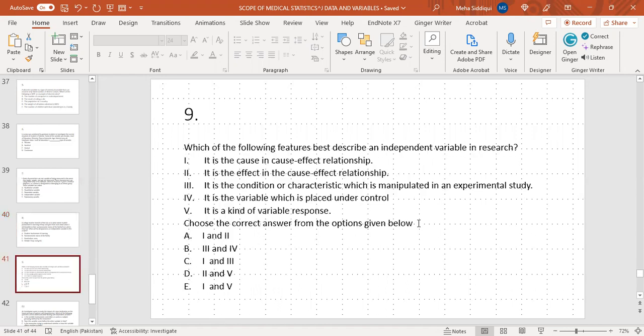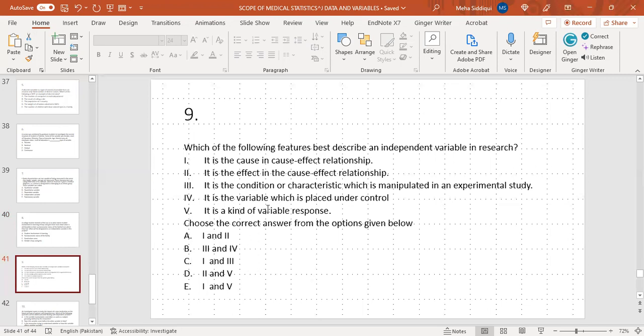MCQ number 9. Which of the following features best describe an independent variable in research? One, it is the cause in a cause effect relationship. Two, it is the effect in a cause effect relationship. Three, it is the condition or characteristic which is manipulated in an experimental study. Four, it is the variable which is placed under control. Five, it is a kind of variable response. Now choose the correct answer from the options given below. 1 and 2, 3 and 4, 1 and 3.